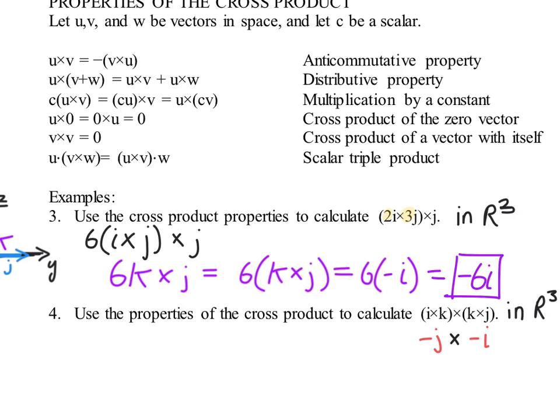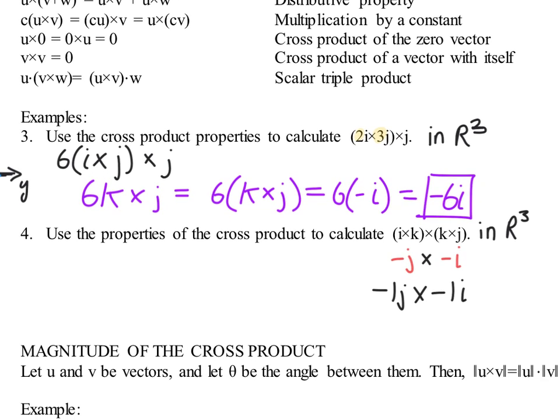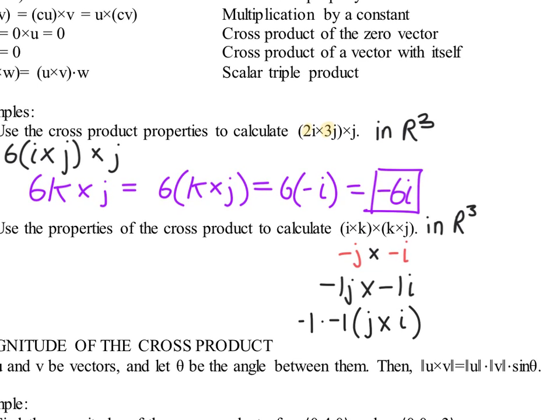Each of those vectors has a coefficient. You can look at this and say, I have negative 1j cross negative 1i. That would be the same as negative 1 times negative 1 j cross i, which is just j cross i.